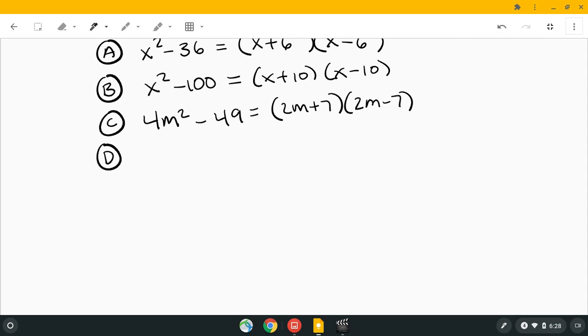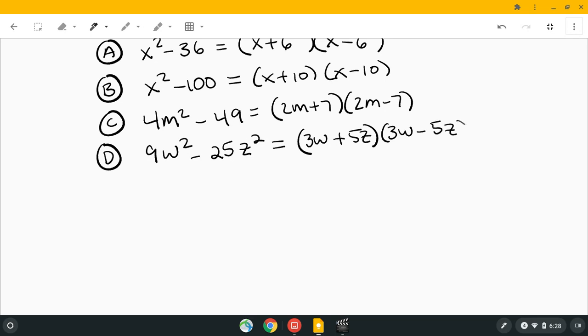All right. Suppose I have this: 9w squared minus 25z squared. Let's identify what's being squared. Over here, 3w is being squared, and over here, 5z is being squared. So again, 3w and 5z. We're going to get 3w plus 5z and 3w minus 5z.